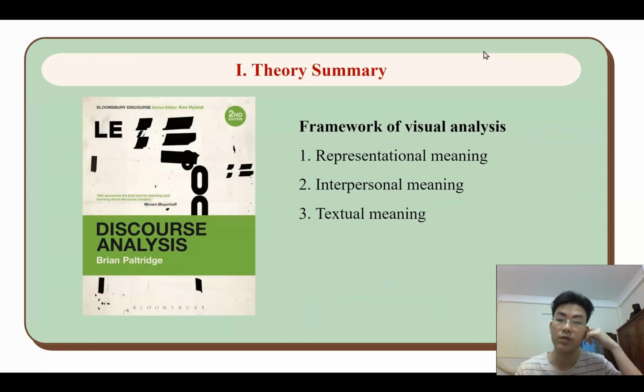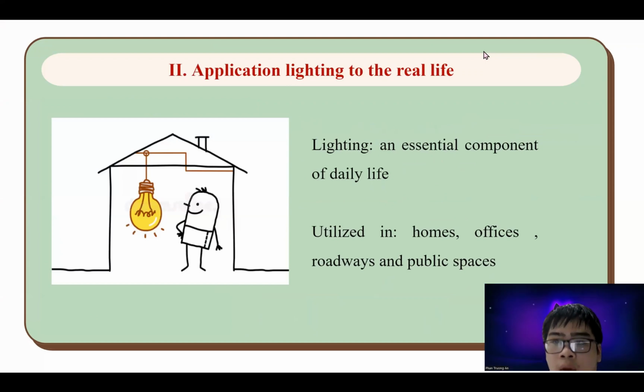Now is the application of lighting to real life. Lighting is an essential component of our daily life, and it plays a crucial role in enriching our visual experience. From the minute we get up in the morning until we go to bed and sleep, lighting is a vital component of our routine. It means lighting is always with us in daily life, from the morning to the night when we are going to sleep. It is utilized in numerous contexts including homes, outfits, films, roadways, and public spaces, in order to create a comfortable and safe environment.